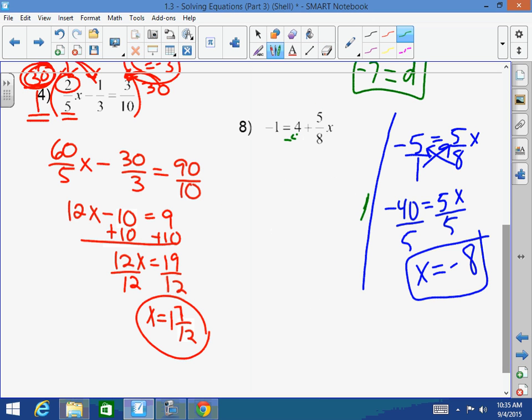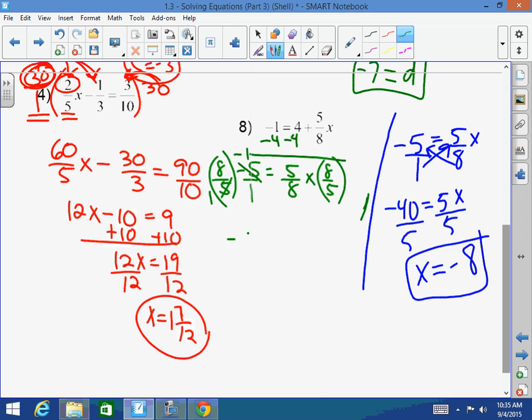Okay, so I subtracted the 4. I have negative 5 equals 5/8 x. I multiply by 8 over 5, right? 8 over 5, correct? Okay, 5 goes into 5 one time. 5 goes into negative 5 negative 1 times. 8 times negative 1 is negative 8. 1 times 1 is 1. X equals negative 8.